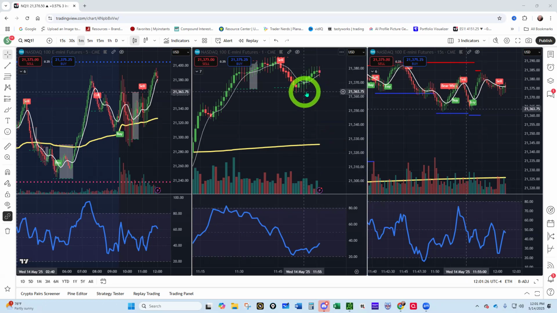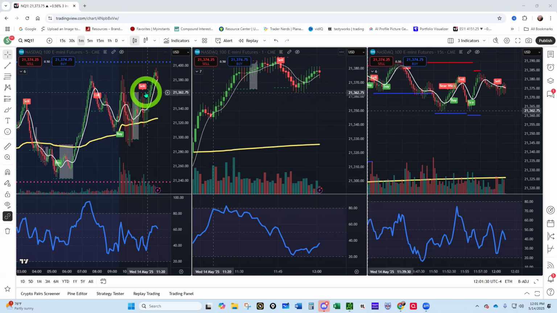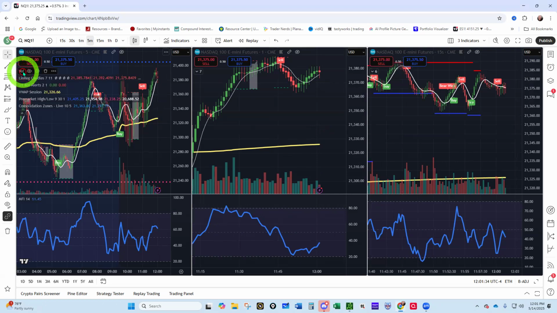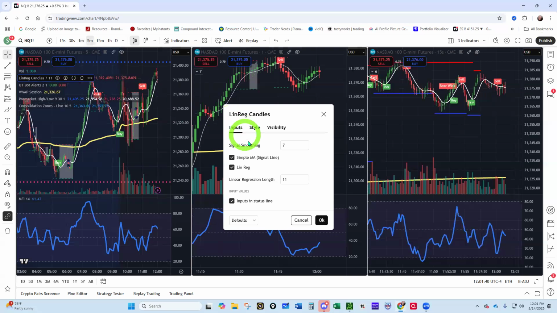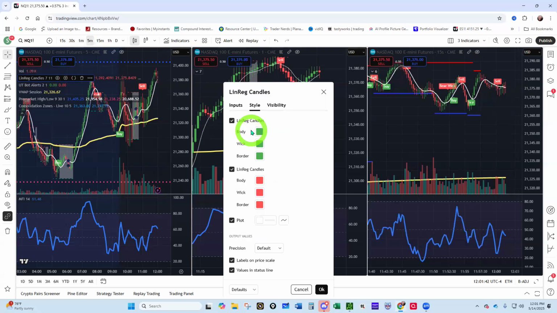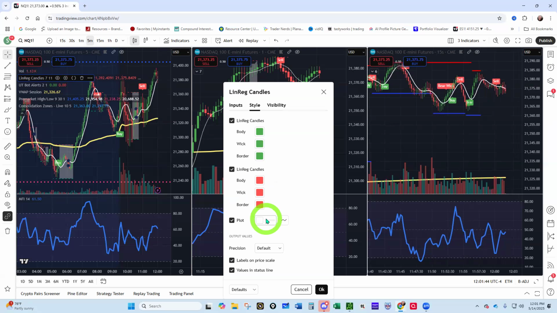I'm surprised that didn't turn on a buy signal there. Let's see why this white line's so wide over here. Let's see, linear regression candle, style. Plot, white, same thing.